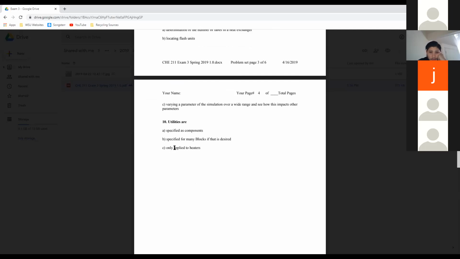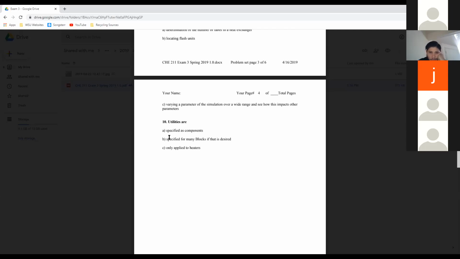Well, we know that this isn't true, because we can give it utilities for things like flash drums. With anything that really takes heat, we can do that, because we can specify the heat comes from high pressure steam, or we could have a gas fired separator. We could also have things just with straight electricity, right? So we know that's not right.